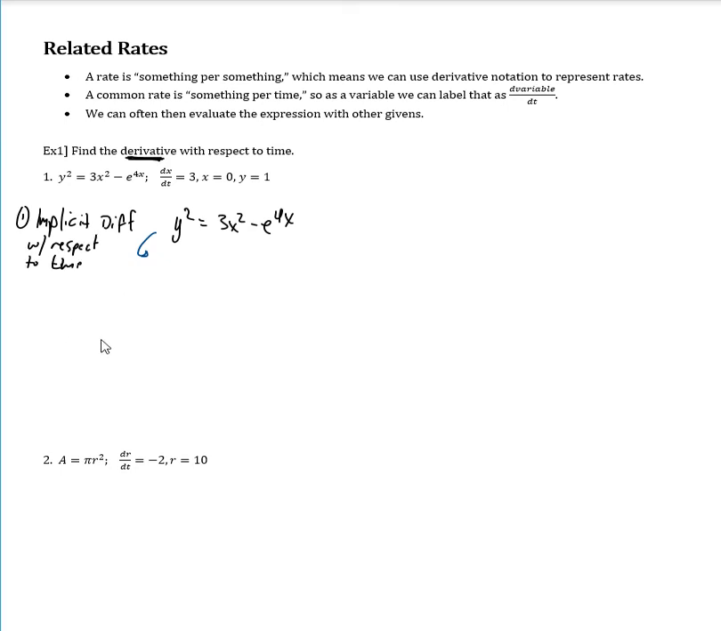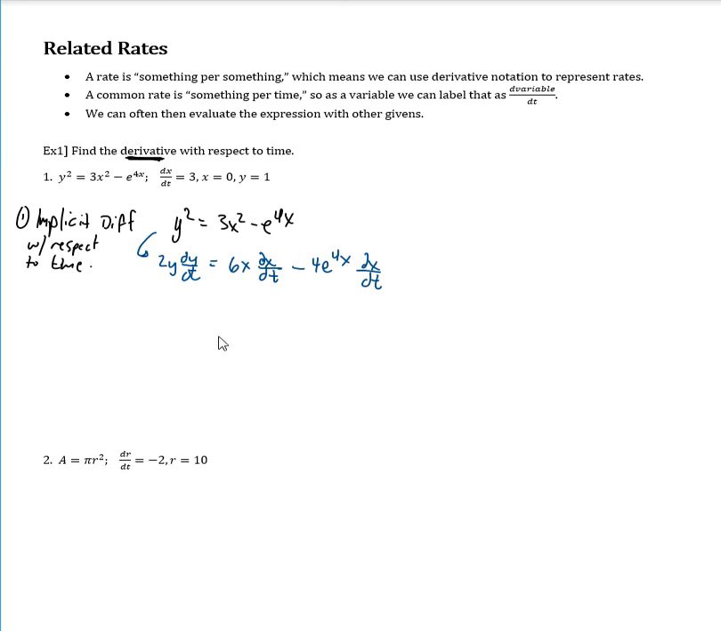So that's a special case here where we're just going to do the derivative of every variable term and then make sure to attach d, whatever letter, dt. The derivative of y squared is 2y, but make sure to attach dy dt after. And then we have equals. The derivative of 3x squared would be 6x, and then we'd want to attach dx dt after. And then minus the derivative of this, which would be 4 e to the 4x, and then again attach dx dt.